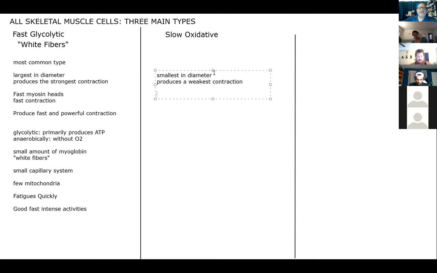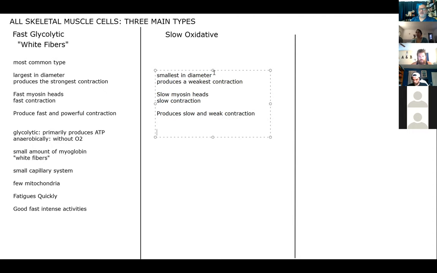A lot in the name, slow oxidative. What does the slow refer to? Contractions, myosin. True. Yeah, exactly. Slow myosin heads, which you are absolutely correct, are going to produce a slow contraction. So notice this muscle cell produces a relatively slow and weak contraction. Very, very different from the fast glycolytic that we just talked about.